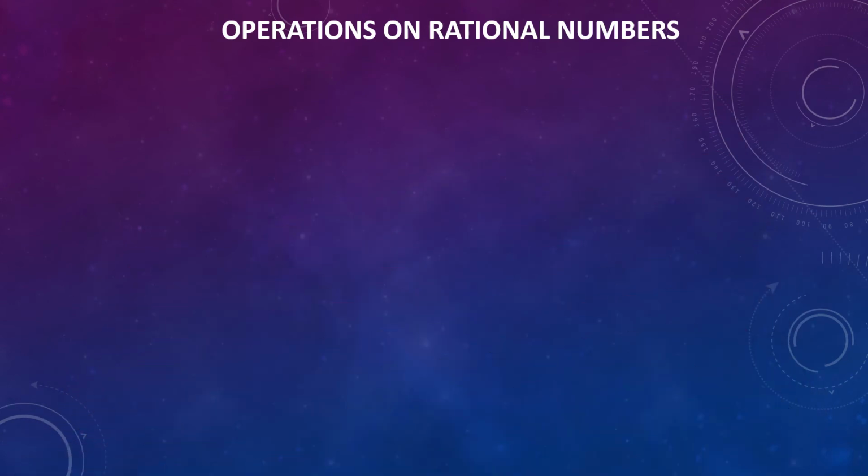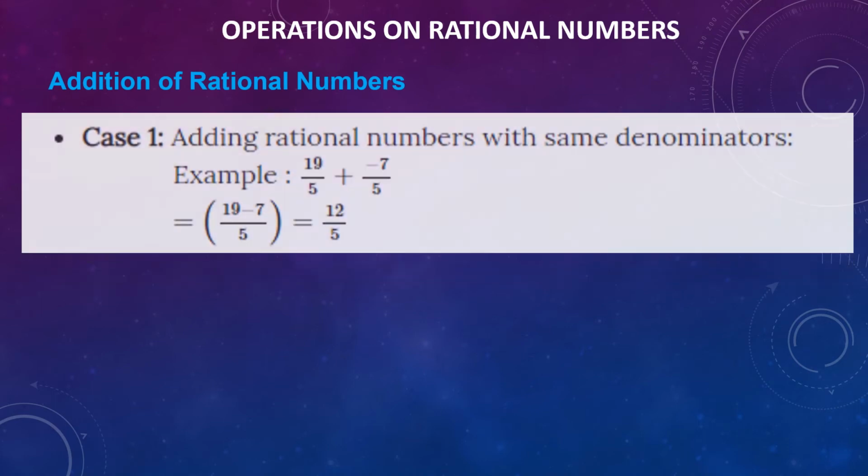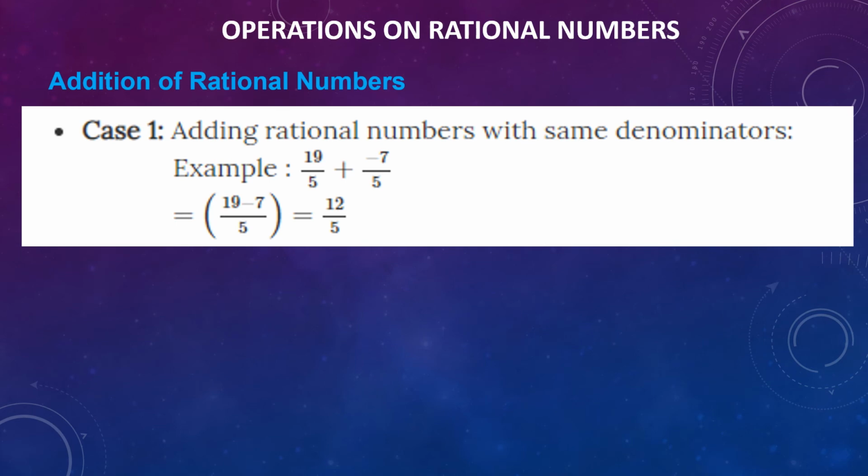Operations on rational numbers. You know how to add, subtract, multiply and divide integers as well as fractions. Let us now study these basic operations on rational numbers also. Addition of rational numbers. Adding rational numbers with the same denominators. For example, 19 by 5 plus negative 7 by 5. The denominators are same. Therefore, you can add the numerators together and you will get 12 by 5.